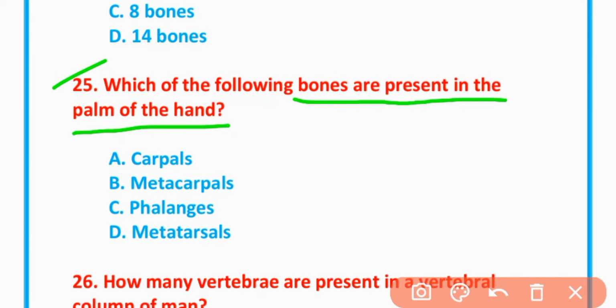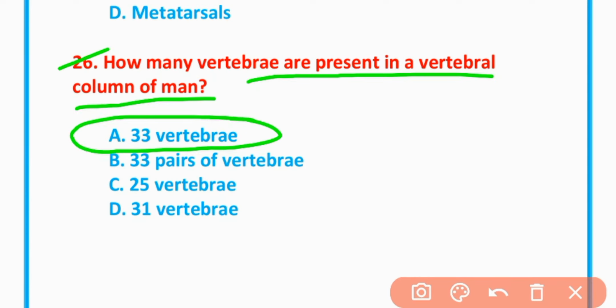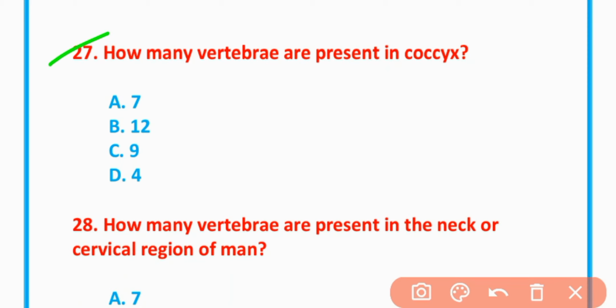MCQs number 26. How many vertebrae are present in vertebral column of man? 33 vertebrae. Option A is correct. MCQs number 27. How many vertebrae are present in coccyx? 4. Option D is correct.